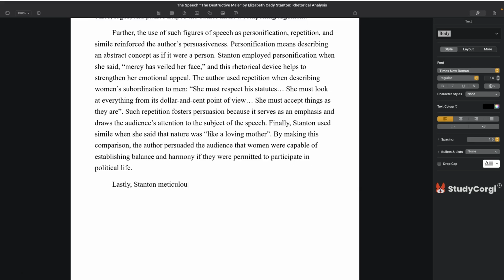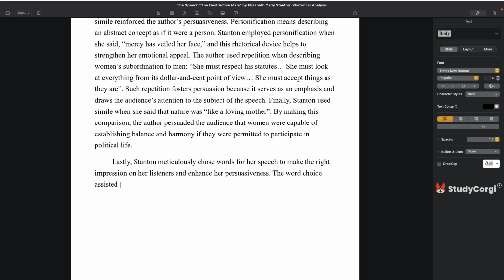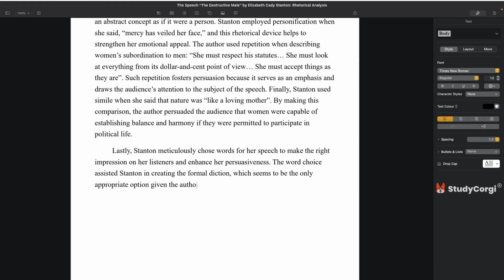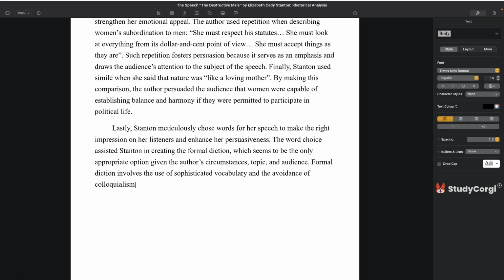Lastly, Stanton meticulously chose words for her speech to make the right impression on her listeners and enhance her persuasiveness. The word choice assisted Stanton in creating the formal diction, which seems to be the only appropriate option given the author's circumstances, topic, and audience. Formal diction involves the use of sophisticated vocabulary and the avoidance of colloquialisms.